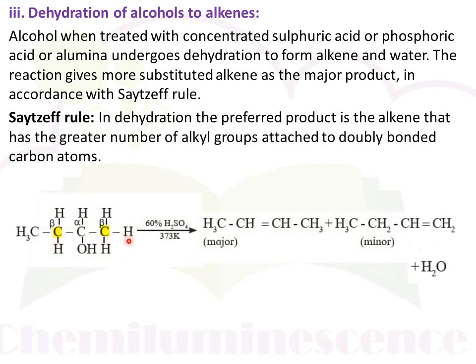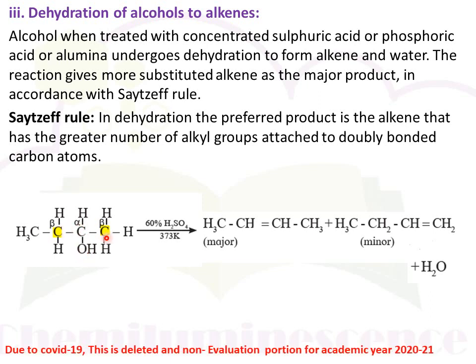This is the alcohol which is undergoing dehydration, that is, it is reacting with concentrated sulfuric acid, 60% sulfuric acid at 373 Kelvin. Here the carbon on which the hydroxyl group is present is the alpha carbon, and the carbons which are yellow shaded, next to the alpha carbon, are beta carbons. This is one beta carbon and this is the second beta carbon. The first beta carbon is different from the second one, because at the first beta carbon there are two hydrogen atoms and one methyl group, while at the second beta carbon there are three hydrogen atoms.